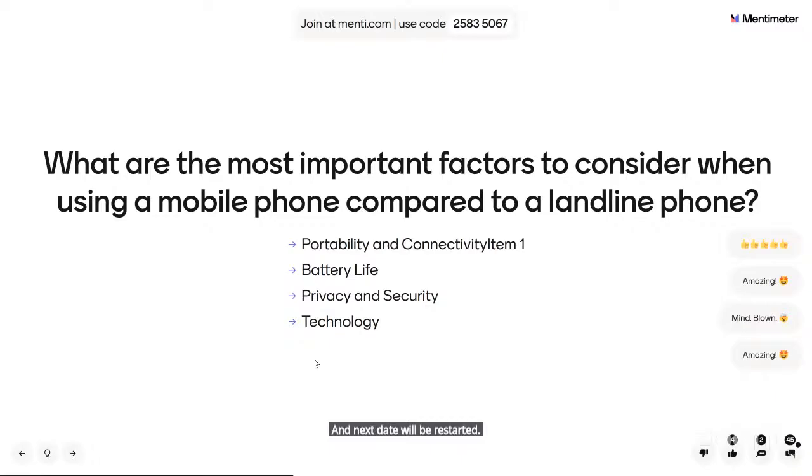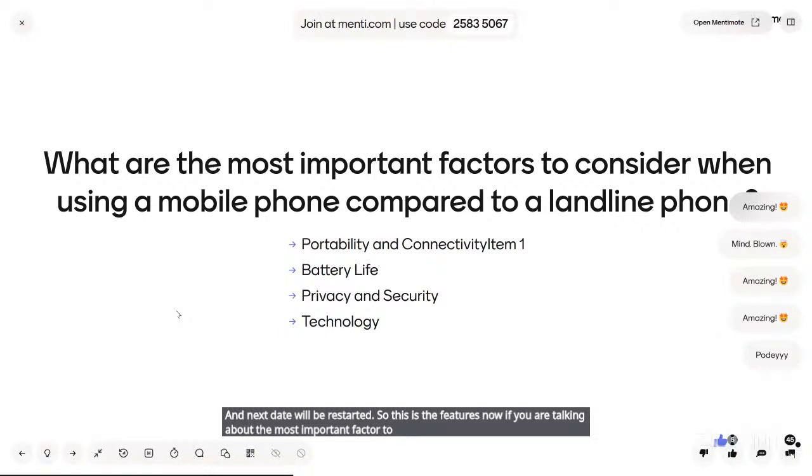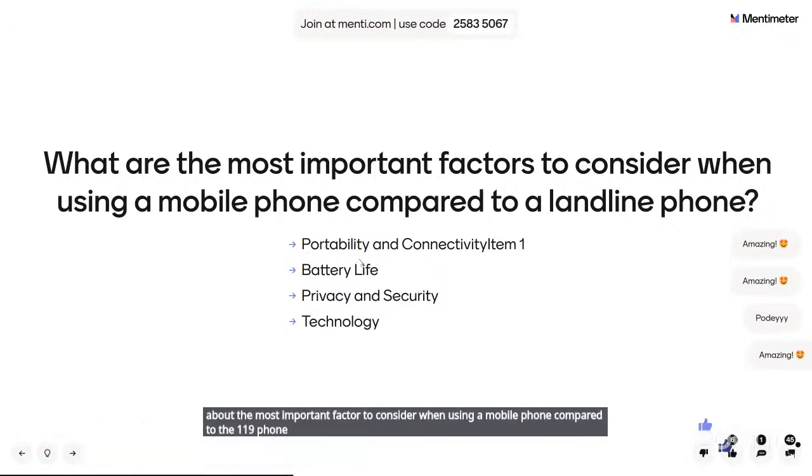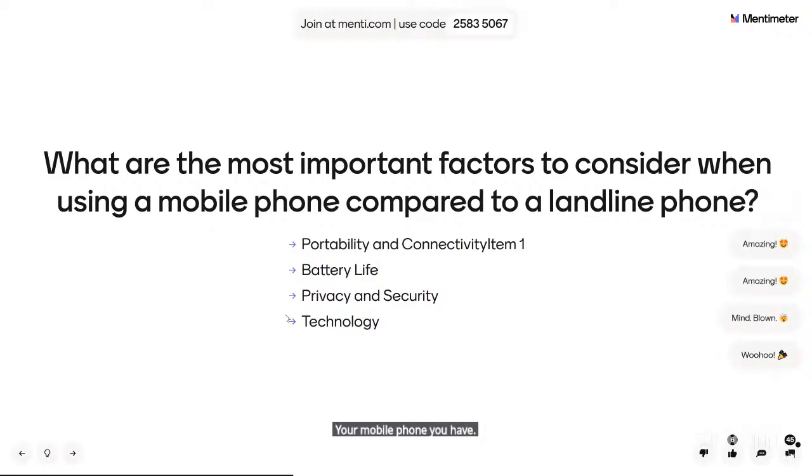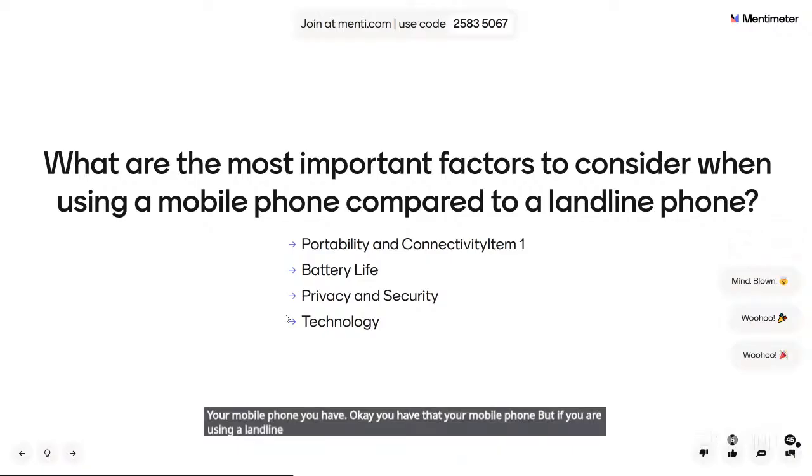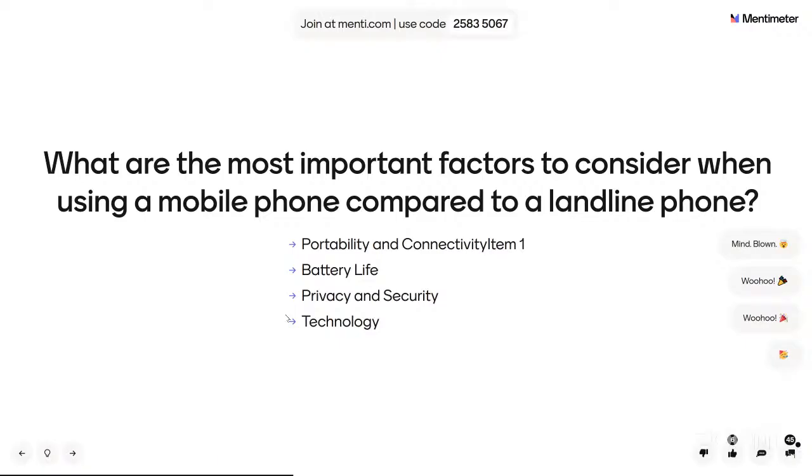Okay, so these are the features. Now, if you are talking about the most important factors to consider when using a mobile phone compared to a landline phone: the portability and connectivity, battery life, privacy and security. That is again an important thing. Your mobile phone is yours, but if you are using a landline phone, anyone can access that.